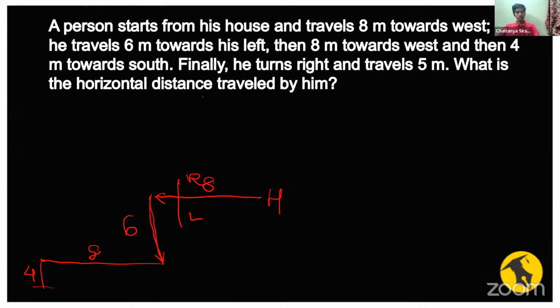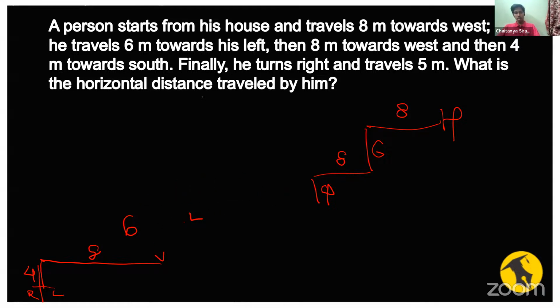Now here, what will be his right direction? This is his right, this is his left. I'll draw it from here again. So this was his house. He traveled 8, then 6, then 8, then 4, and finally he traveled 5 meters after a right turn. So the right turn would be this way.